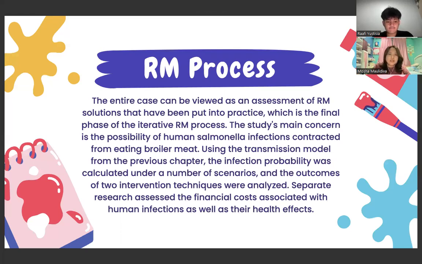Next is the RM process. The entire case can be viewed as an assessment of RM solutions that have been put into practice, which is the final phase of the iterative RM process. The study's main concern is the possibility of human salmonella infections contracted from eating broiler. Using the transmission model from the previous chapter, the infection probability was calculated under a number of scenarios, and the outcomes of two intervention techniques were analyzed. Separate research assessed the financial costs associated with human infections as well as the health effects.